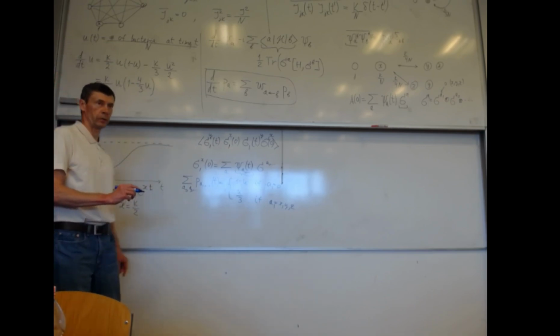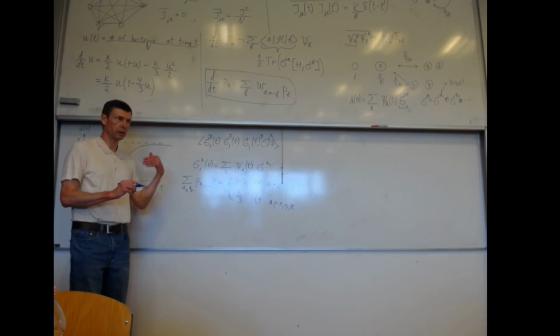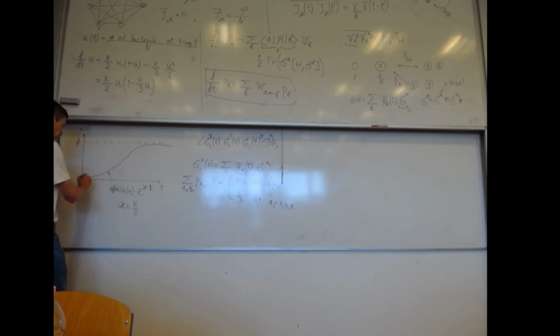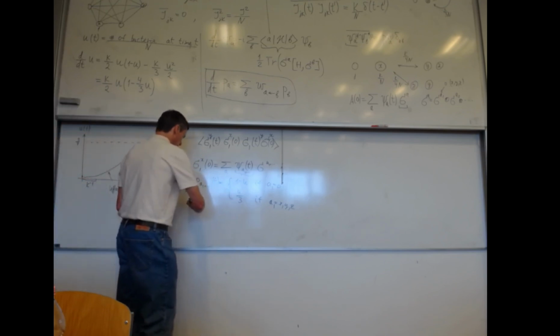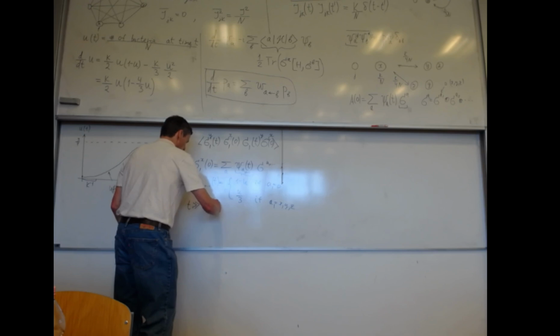Initially, they don't occur with equal probabilities, but over a short time period of the order of k to the minus 1, there is an interval of length k to the minus 1 where equilibration occurs. And this formula is valid when t is much greater than k to the minus 1.